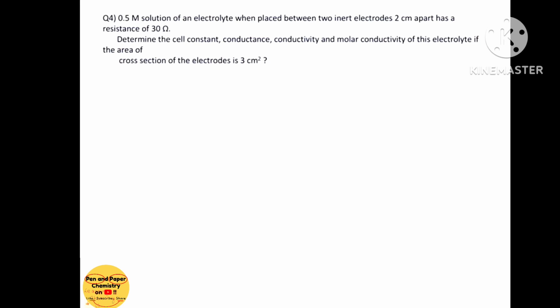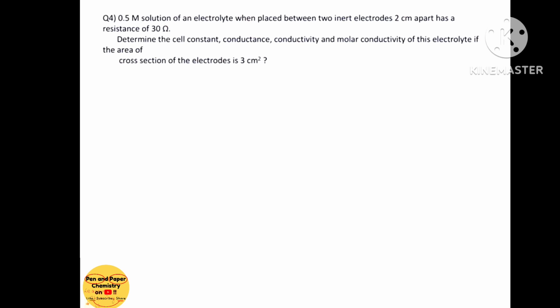So question number 4 says: a 0.5 molar solution of an electrolyte, when placed between two inert electrodes 2 centimeter apart, has a resistance of 30 ohms. Determine first part cell constant, second conductance, third conductivity, and fourth molar conductivity of this electrolyte, if the area of cross section of the electrodes is 3 centimeter square.